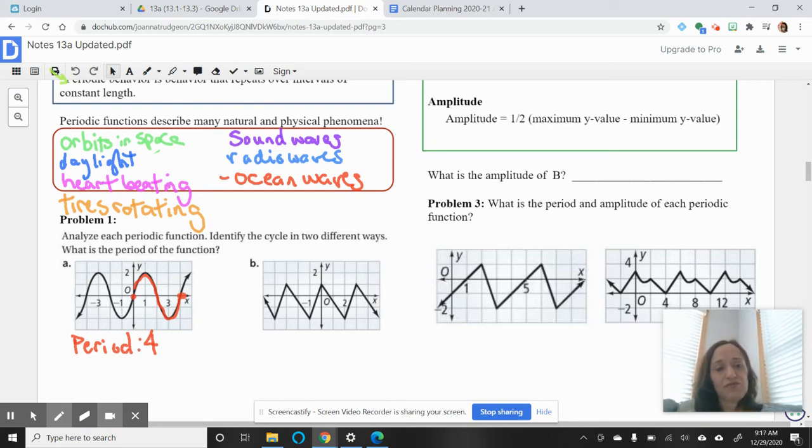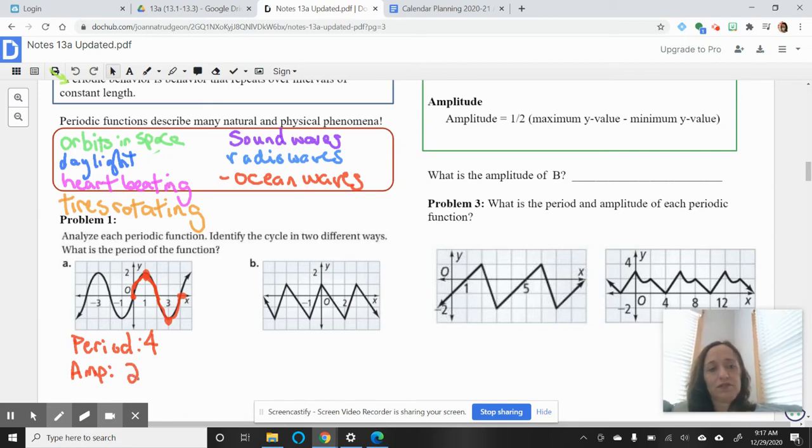It doesn't ask, but let's do the amplitude right now. The amplitude is how high it is, but it's half of the max minus the min. So you look at it going all the way from 2 down to -2, but you only look at half of that. So the amplitude is 2. We'll have some more practice on that in a second.